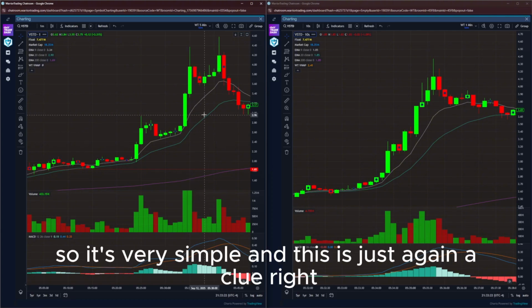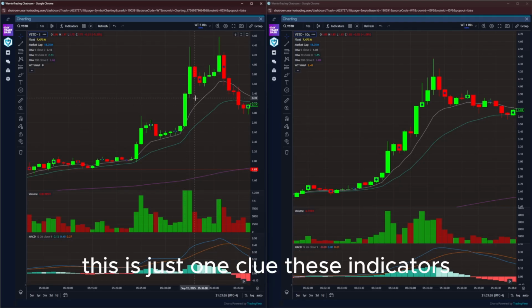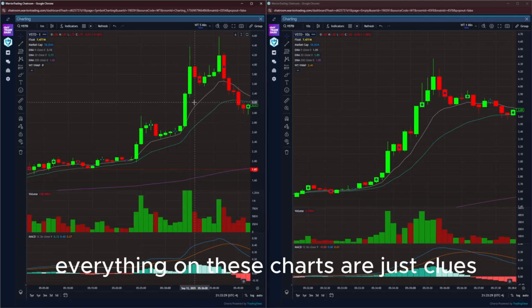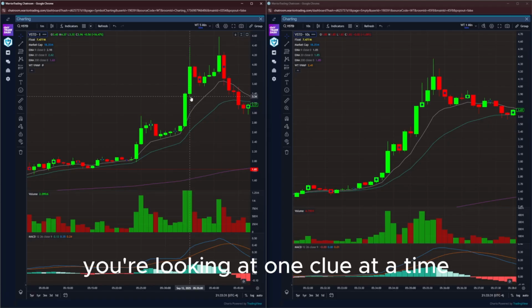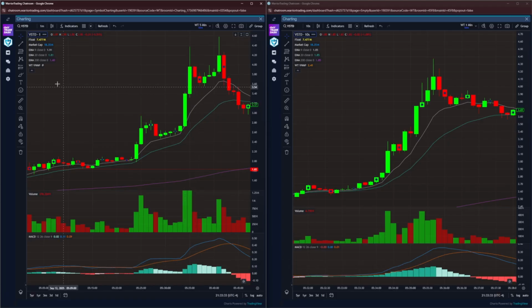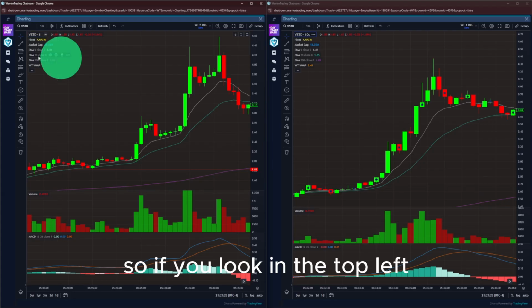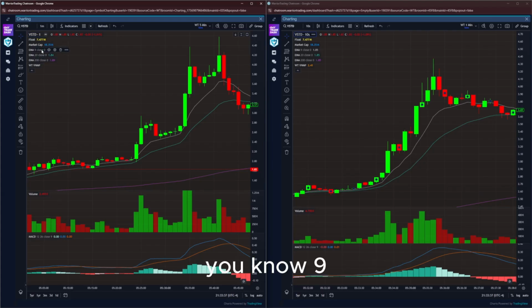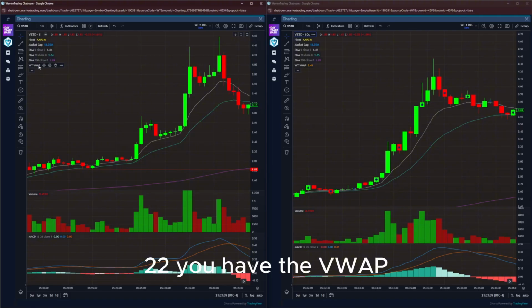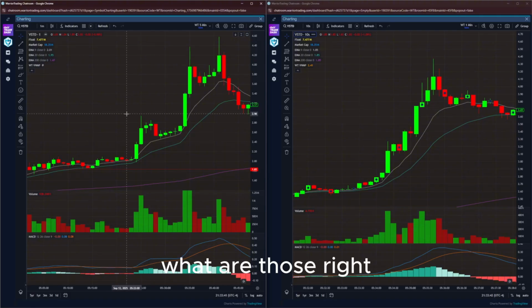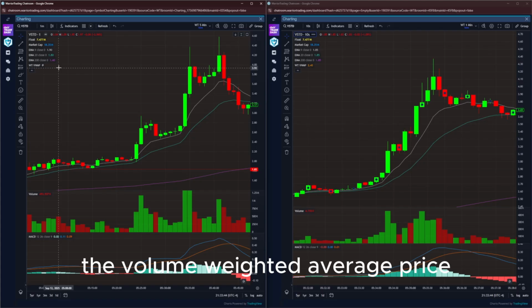And it'll close here. So it's very simple. And this is just, again, one clue. These indicators, everything on these charts, are just clues. So you're looking at one clue at a time. If you look in the top left, you have EMA 9, 20, 200. You have the VWAP. What are those? The exponential moving average, the volume weighted average price.